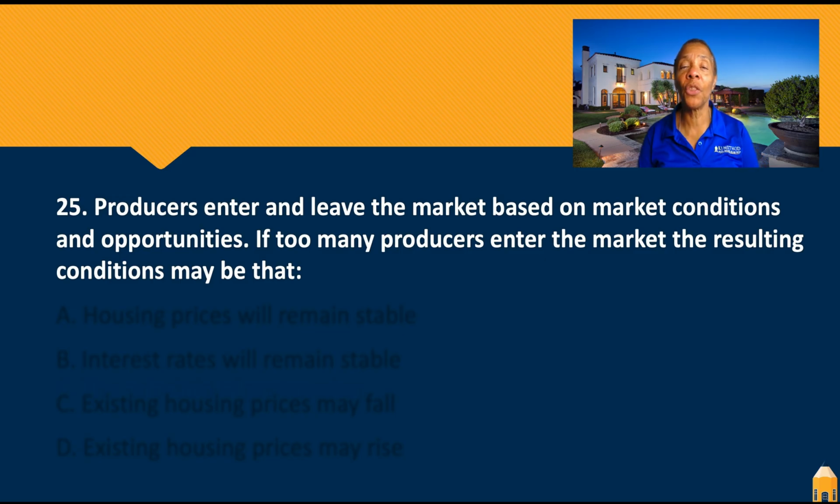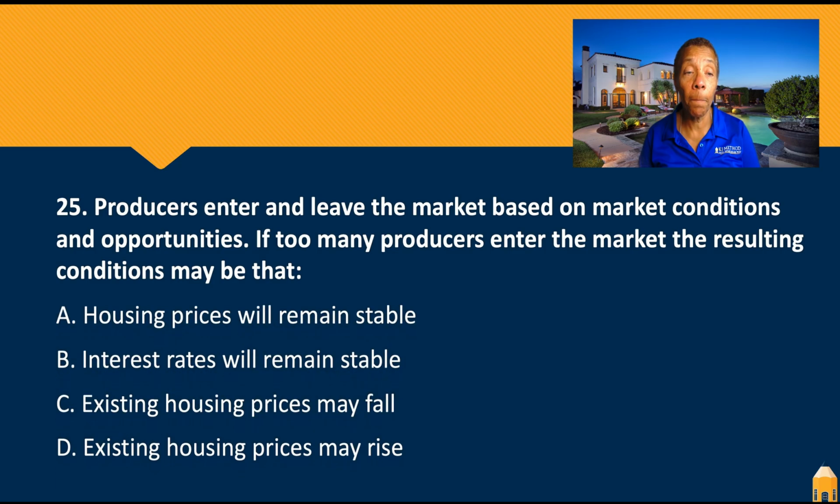25, producers enter and leave the market based on market conditions and opportunities. If too many producers enter the market, the resulting conditions may be that A, housing prices will remain stable. B, interest rates will remain stable. C, existing housing prices may fall. And D, existing housing prices may rise.